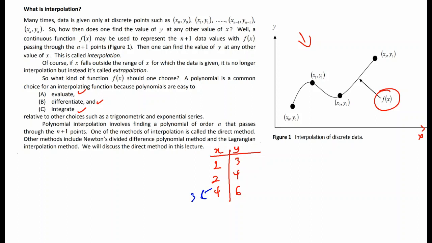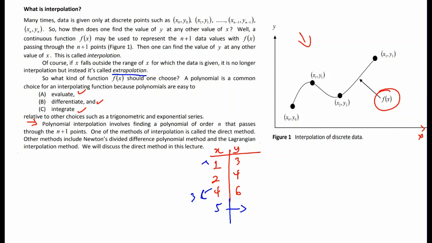And we normally use polynomial functions since they are easy to deal with. Now suppose I want to find the value of y when x is equal to 5. In this case, 5 is not within the range that I gave, from 1 to 4. I wanted to find 3, which is within the range, but 5 is not within the range. So in this case we call this extrapolation. If the value of x doesn't fall within the range that you have, we call it extrapolation.